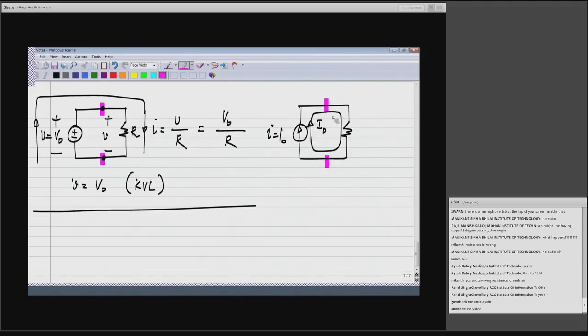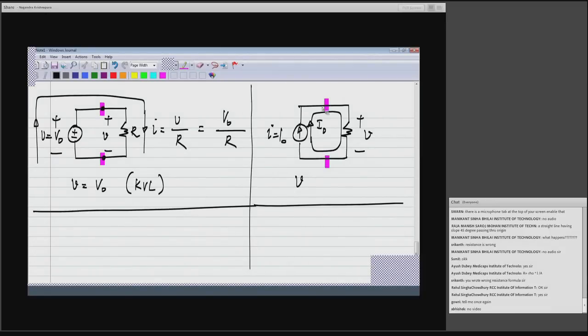This again is a trivial application of Kirchhoff's current law. The current entering this node here equals the current leaving that. That is, the current supplied by the current source equals the current flowing in the resistor. Okay. And in this case, the voltage across the resistor has to be measured like this because the current is flowing downwards through the resistor. And that will be equal to I times R, which is I0 times R.